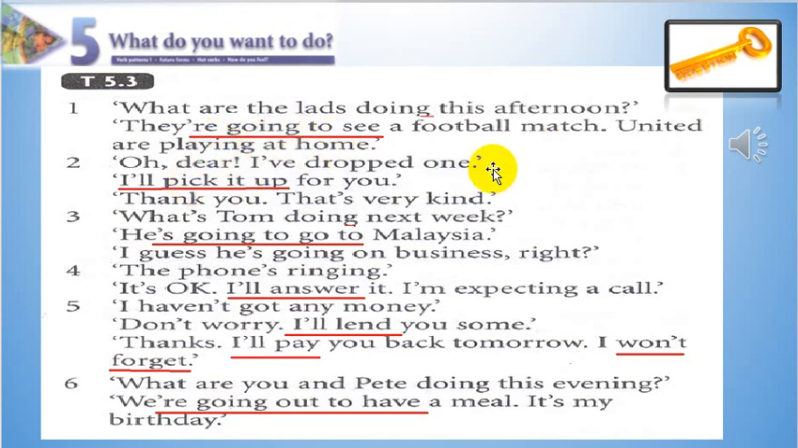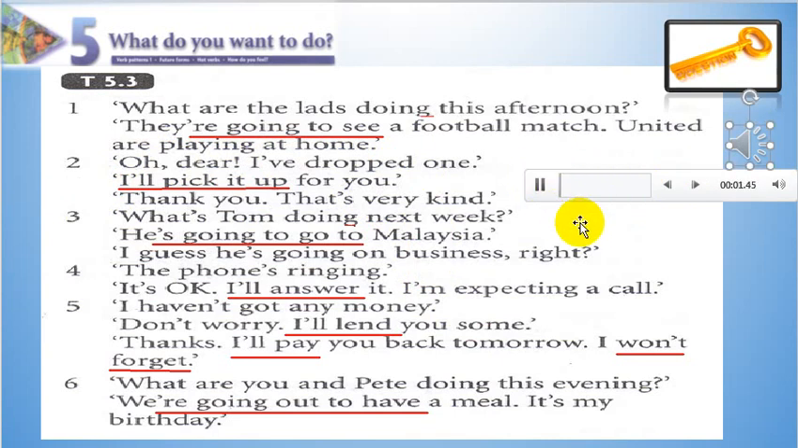Oh dear, I've dropped one. يعني سقط من يدي شيء. I dropped one. أقلام, صناديق, أي صحون, أيا كان. I'll pick it up for you. سألتقطه لك. لأنه هذا القرار مبني على المعلومة أو الجملة اللي قبله, فأستخدم will. I'll pick it up. Okay? The same goes for the other sentences. Let's listen.